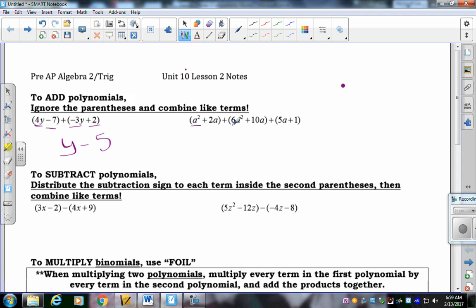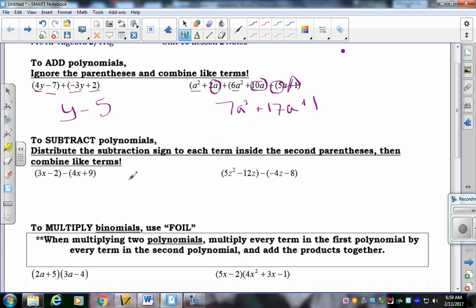Over here I have a squared plus 6a squared, which gives me 7a squared. Then I've got 2a and 10a and 5a. So when I add all of those, you get 17a. And then I just have a plus 1 all by itself. So plus 1.